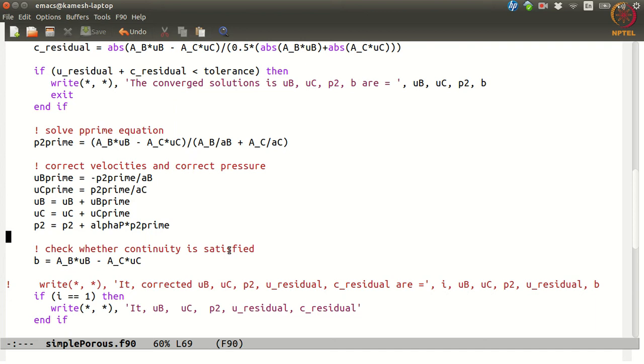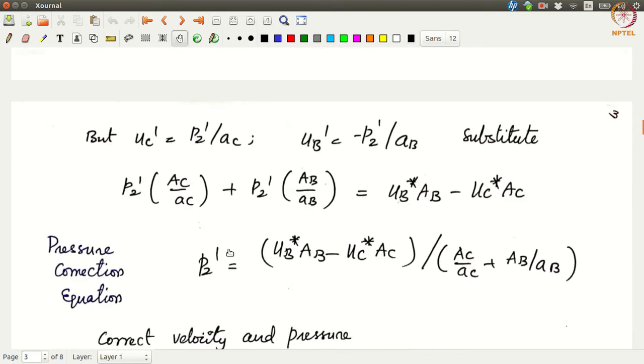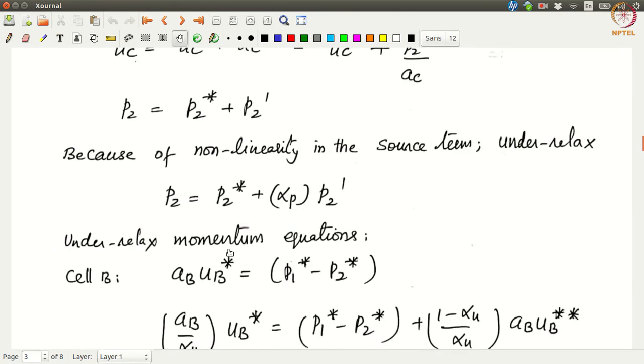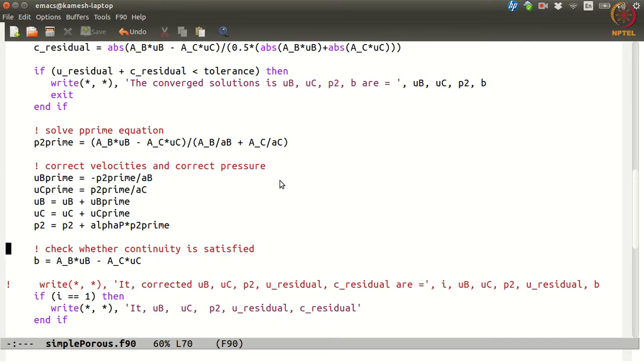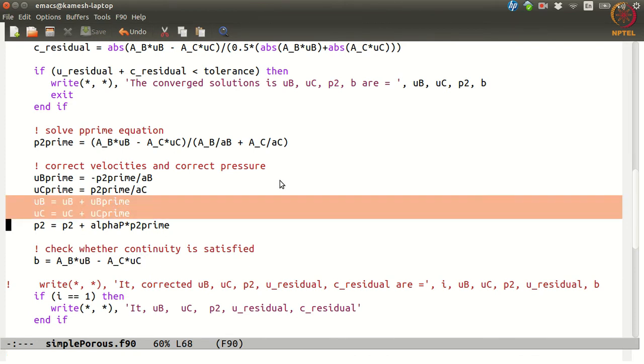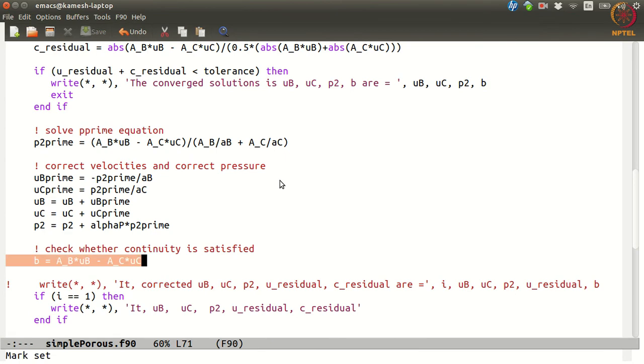What is the continuity equation that we have? If you go back to the problem, where is the continuity equation? Continuity equation is this one. This is basically ACUC minus ABUB, that is, your ABUB minus ACUC. If this is satisfied by the new velocities, that is UB and UC that we just calculated here, then that means we got a continuity satisfying flow field. Okay, so that is the idea.